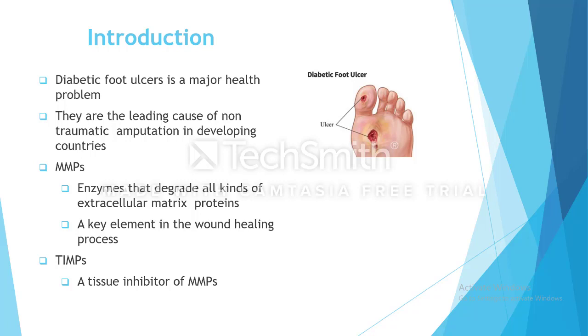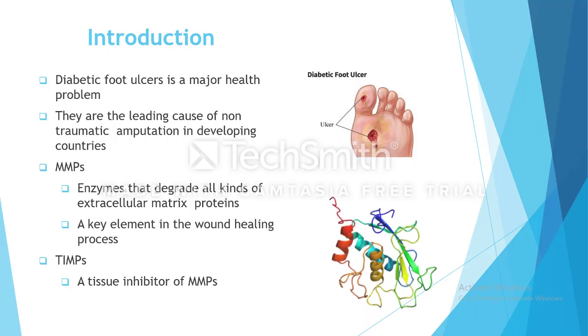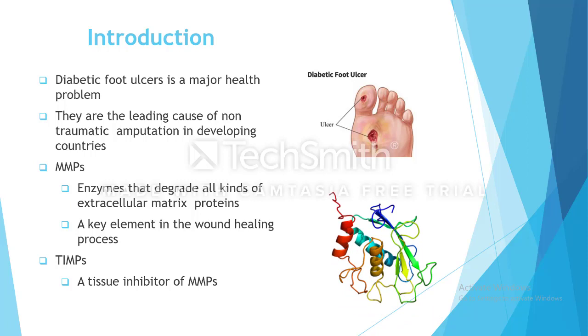and TIMPs. MMPs are enzymes that degrade all kinds of ECM, or extracellular matrix proteins, and therefore they are a key element in the wound healing process. TIMPs are tissue inhibitors of MMPs, meaning they're an important physiological inhibitor of ECM metalloproteinase.